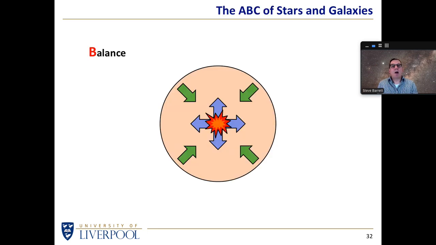So just a reminder that when it comes to looking at stars, I haven't talked about the A and the C, but when we look at stars, the most important factor is the B of balance, that gravity is balanced by thermonuclear reactions in the core of stars producing radiation which balances the force of gravity trying to crush the star. If a star is in balance, it's happy. If a star gets out of balance, it evolves.